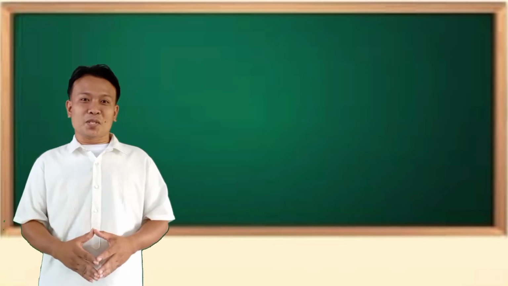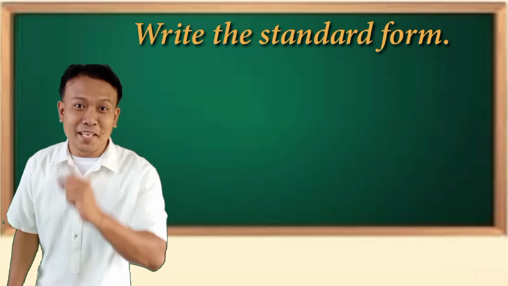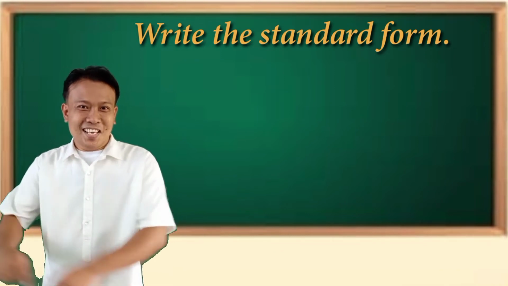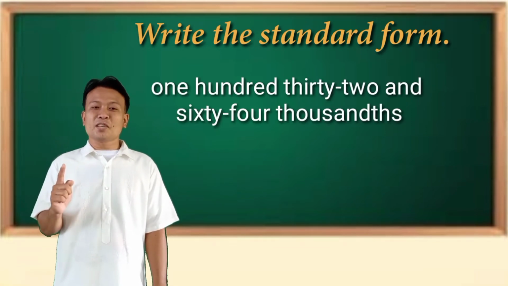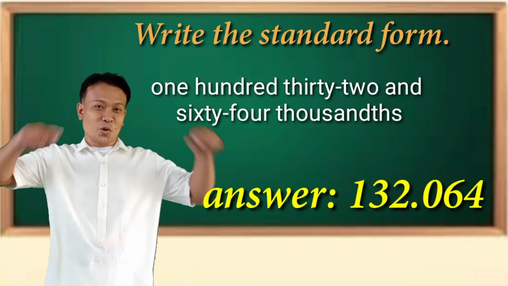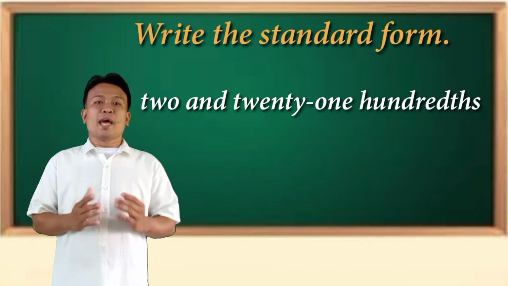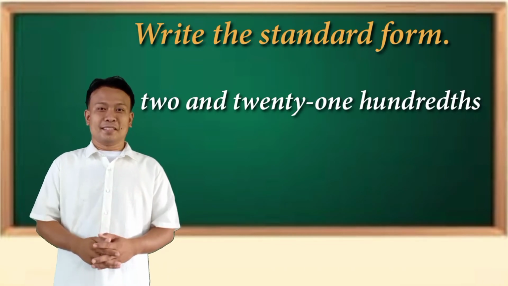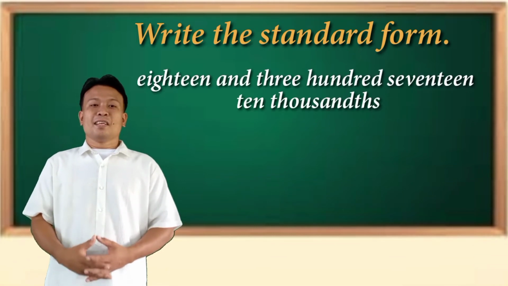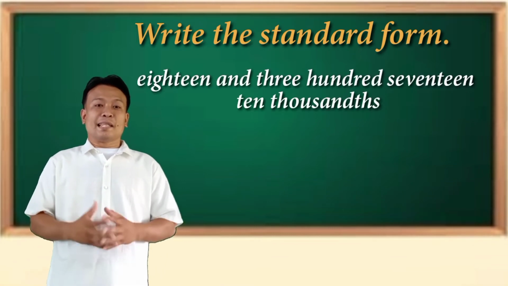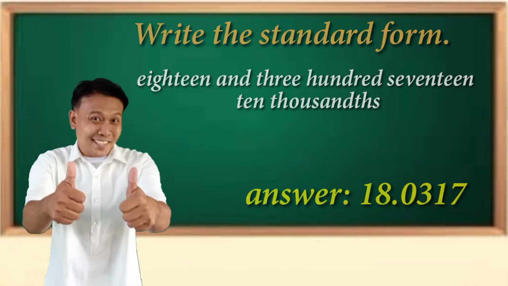We will now do the opposite. I will mention it and you write the standard form. Ready? Let's start! 332 and 64 thousandths. You're right! Next, 2 and 21 hundredths. Correct! Last, 18 and 317 ten thousandths. Good job! Well done, kids!